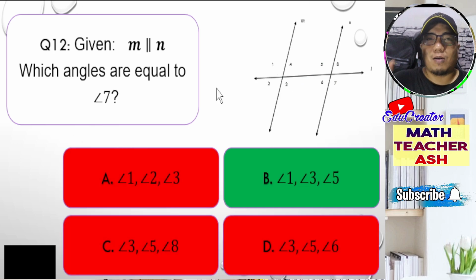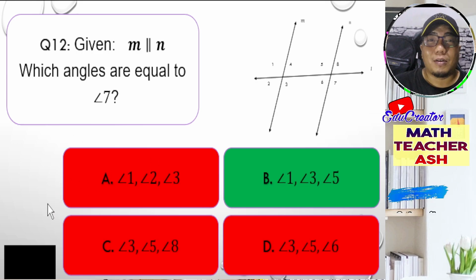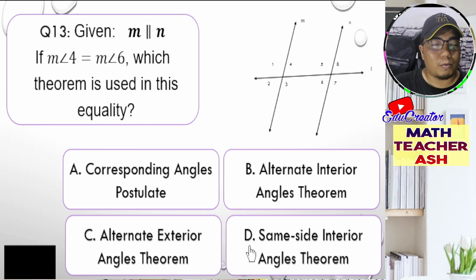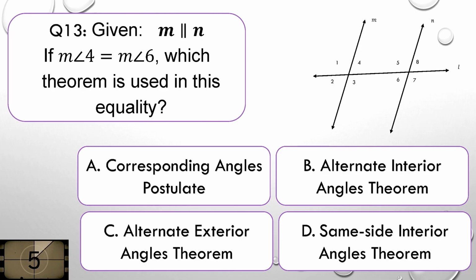Okay, so now let us go to question number 13. Given still, if the measurement of angle 4 is equal to the measurement of angle 6, which theorem is used in this equality? Is it A, corresponding angles postulate, B, alternate interior angles theorem, C, alternate exterior angles theorem, or D, same side interior angles theorem? I will give you 5 seconds to think about your answer.